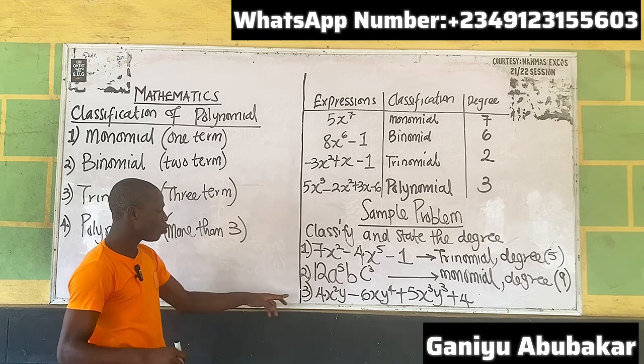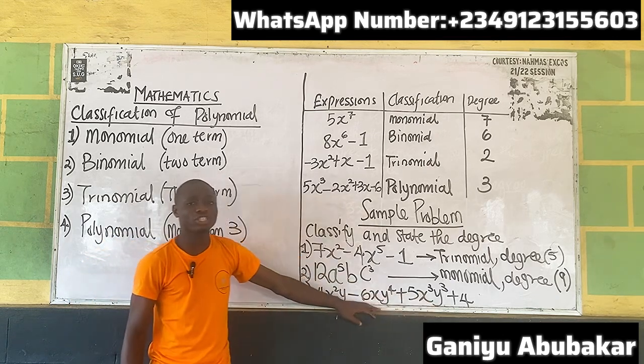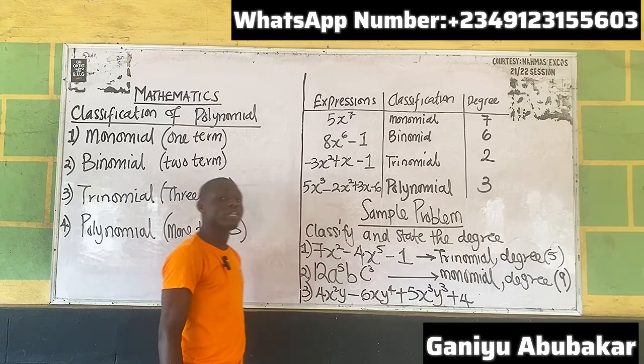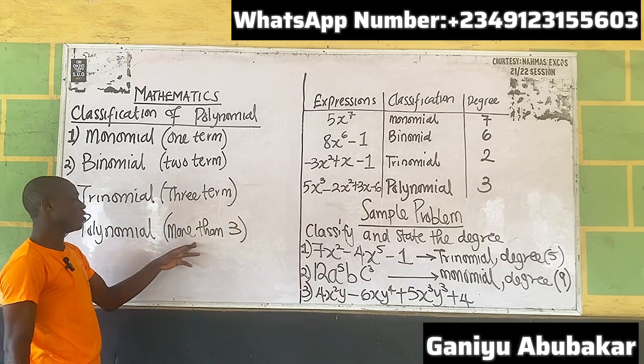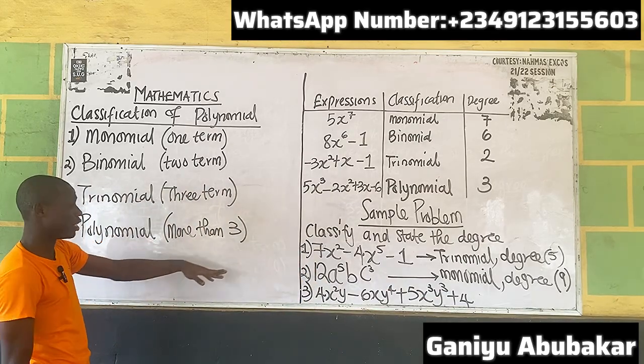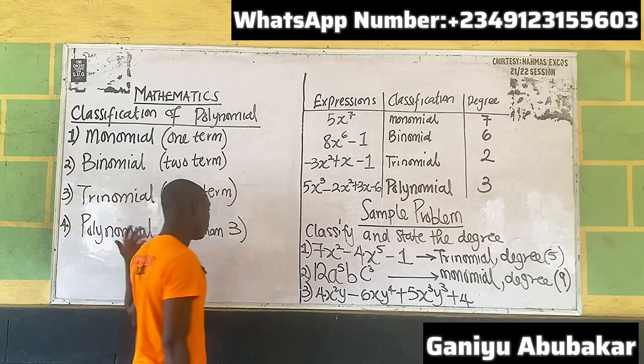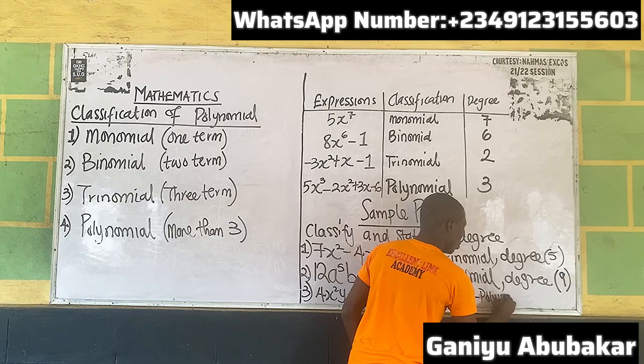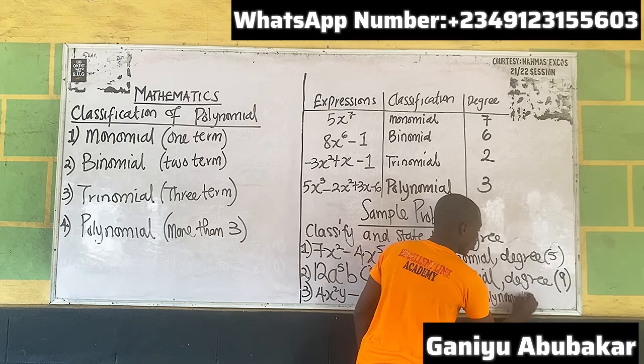Finally, what classification is this one under? This is 1, 2, 3, 4 terms. This is more than 3, so it's 4 terms here. So it's a polynomial. This one is a polynomial. So what degree will this one be?